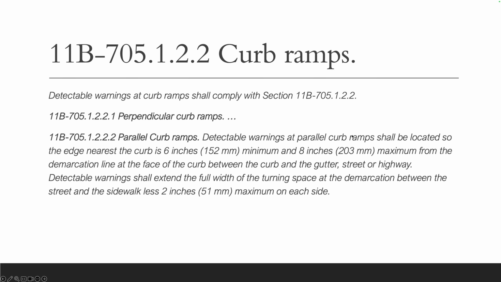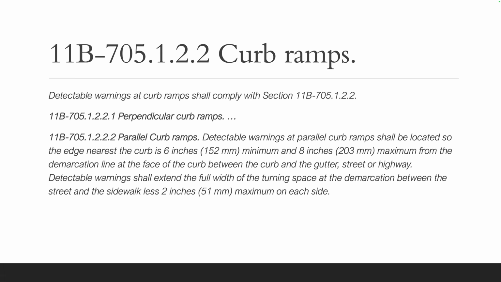11B 705.1.2.2 curb ramps says detectable warnings at curb ramps have to comply with 705.1.2.2. So let's go there. 705.1.2.2.1 is for perpendicular curb ramps, and not in today's video. 705.1.2.2.2, if you count it, that's three twos. That's a lot of twos. Parallel curb ramps. Detectable warnings at parallel curb ramps shall be located so the edge nearest the curb is 6 inches minimum and 8 inches maximum from the demarcation line, the face of the curb cut, the face of the curb between the curb and the gutter, street, or highway.